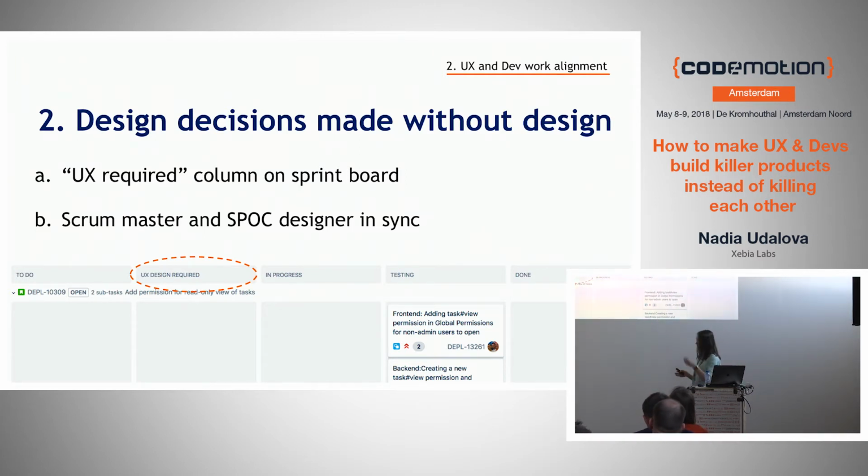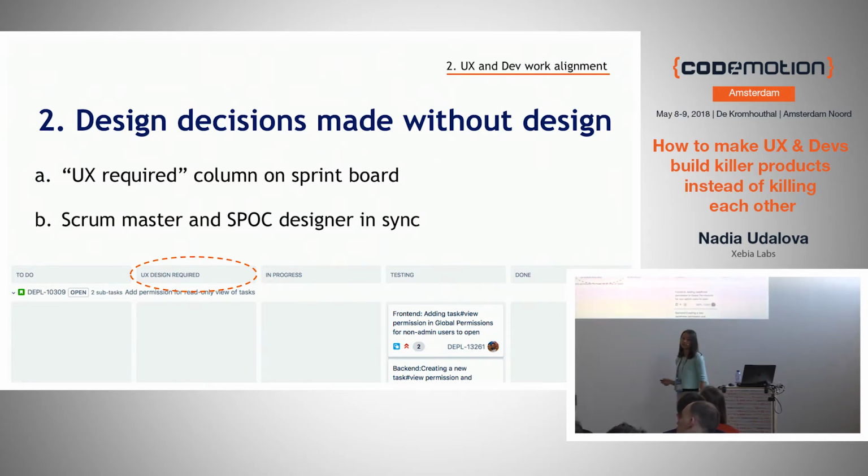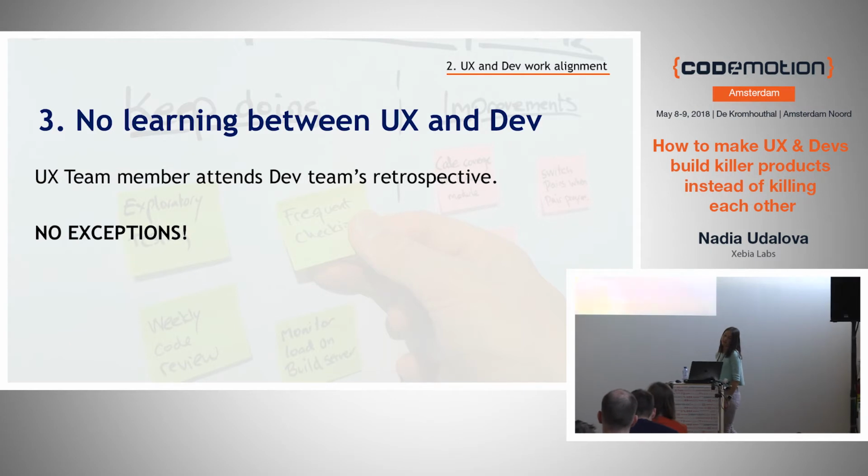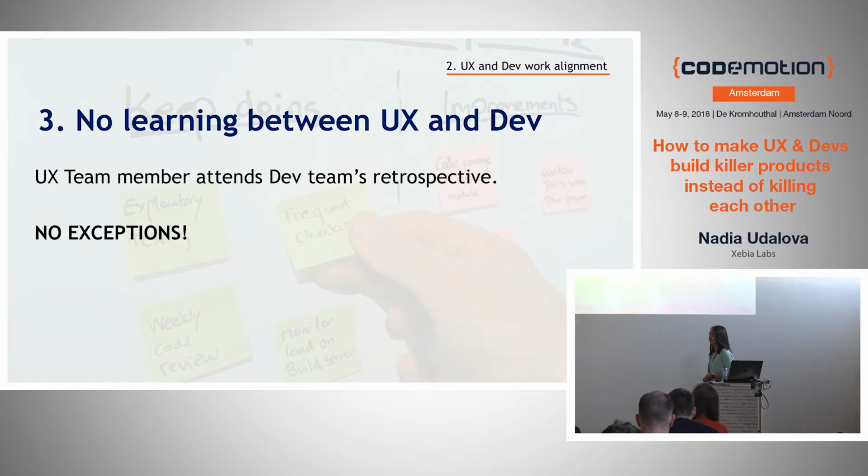So whenever there is a problem, we are talking to the Scrum Master, and we are solving the issue really fast. Actually, the Scrum Master can then come to the design team and say, hey, this feature really needs your input. I'll go a little bit faster because I see I'm a little bit over time. Last 2 points. Another problem is there is no learning between UX and development, right?